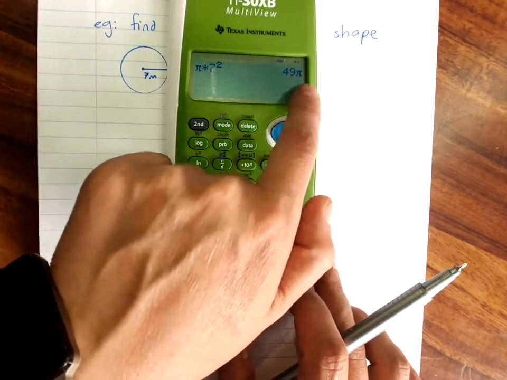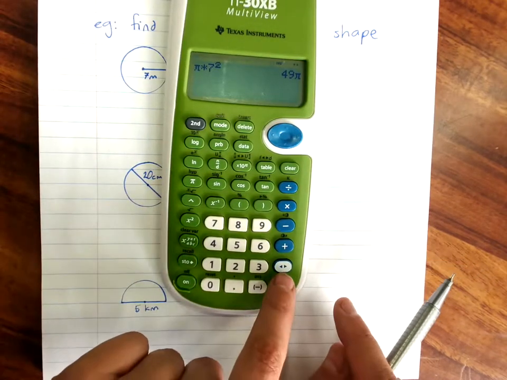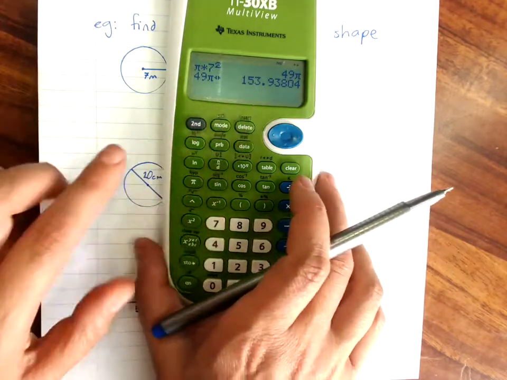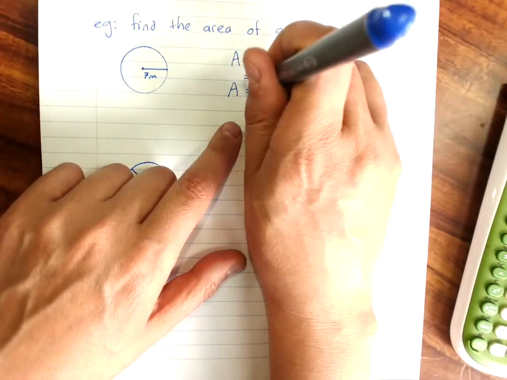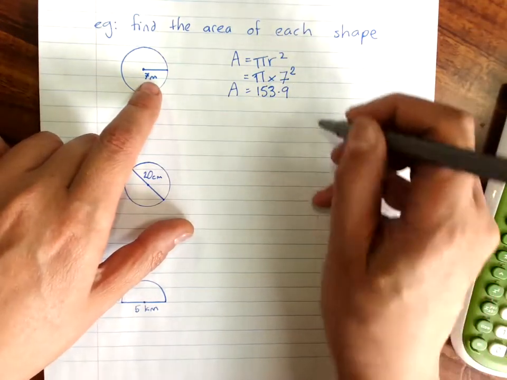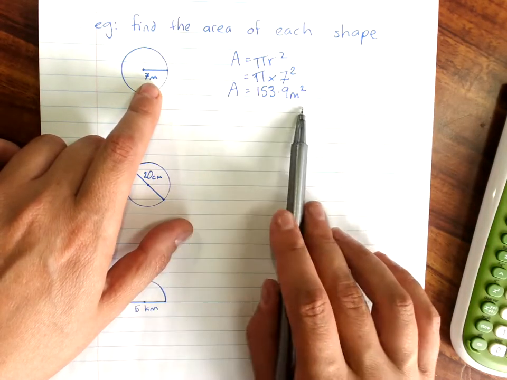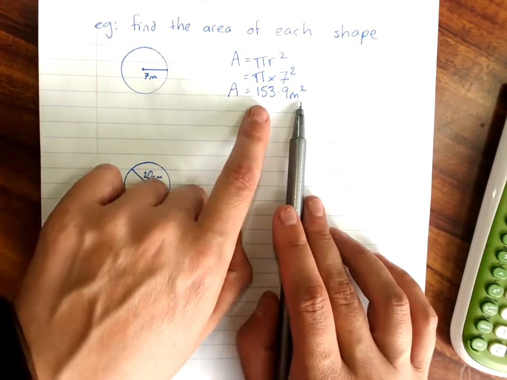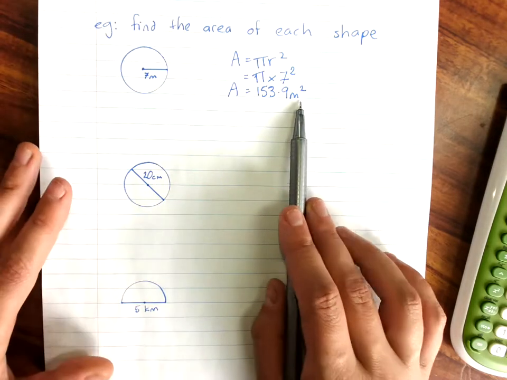You'll get an answer that hasn't given you a full number answer, so you can use the arrow key, and our area equals 153.9. They were measuring in meters, so that's meters squared. So you can see that circle areas often end up much bigger than you'd think from the radius.